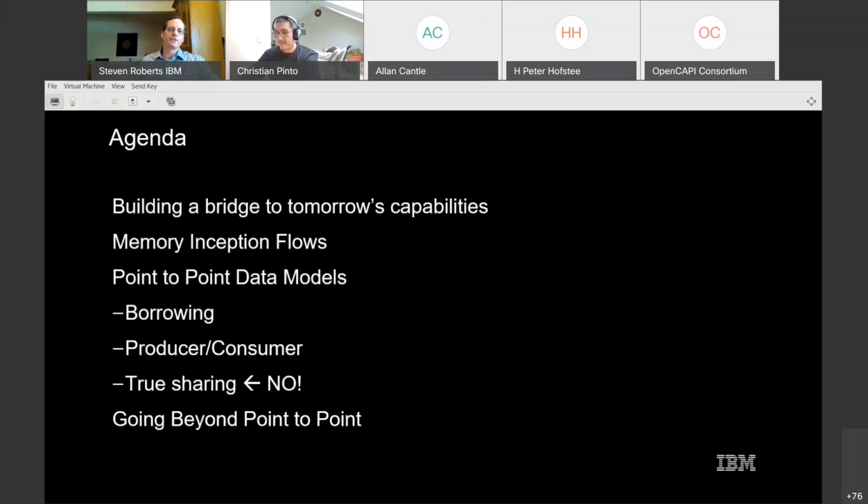So we'll start with an agenda which builds from the current technologies onto tomorrow's capabilities. We'll get into the memory inception flows, talk about point-to-point data models in the most simplistic of terms, right? Borrowing, producer-consumer type of models. And I have to put true sharing on here, but we're not going to talk about true sharing. True sharing is the domain of the SMP system, where you want to share everything from memory to I/O down to the cache level. And the memory inception technology is not that.